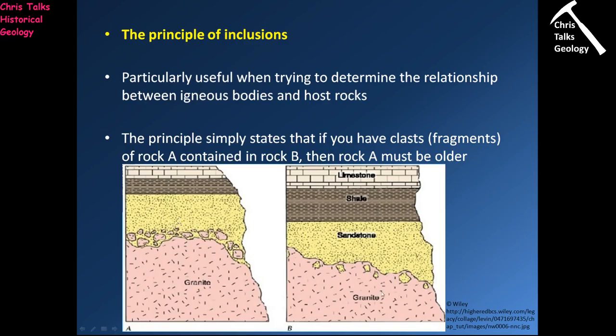Now we have a different situation. In this instance, we have a granite which contains pieces of the sandstone. What's happened is the granite intruded the sandstone as magma, and pieces of the sandstone fell into the magma. They didn't melt, they just floated around in the magma, and then eventually, when the granite solidified, you ended up with these pieces of sandstone sitting within the granite. So in this instance, we have sandstone in the granite, therefore the sandstone is the older rock and the granite is the younger rock. So that's the principle of inclusion. It's a very straightforward principle.